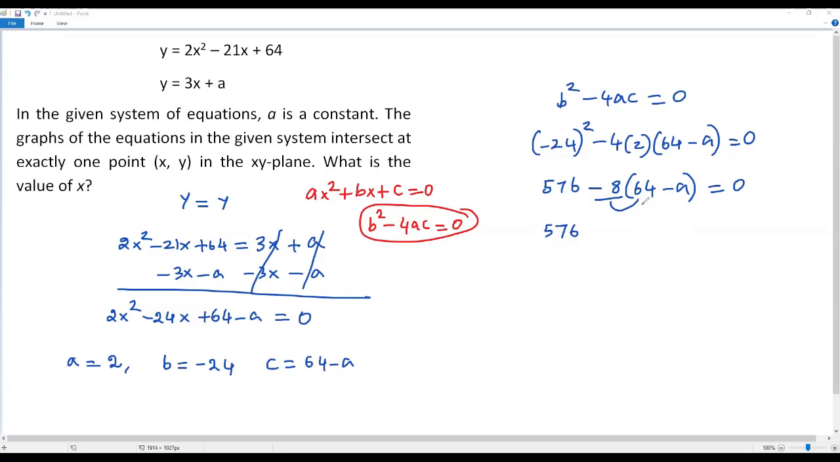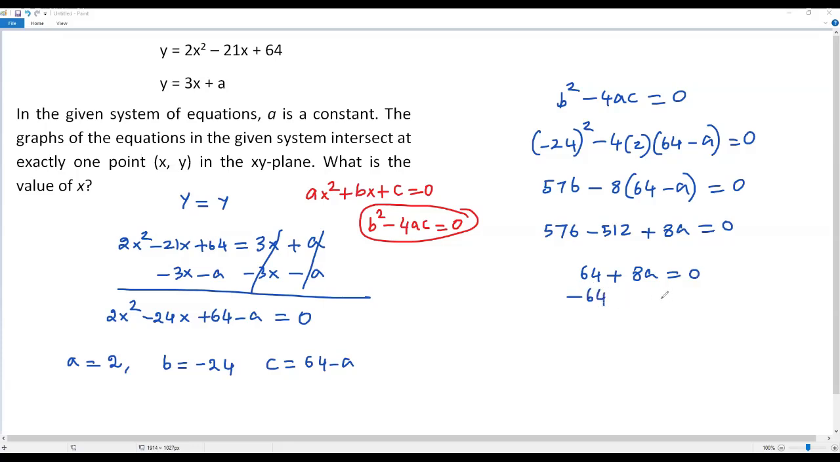When I distribute this negative 8 to negative 64, I'm getting negative 512. When I distribute this negative 8 to negative a, I'm getting positive 8a equals to 0. So when I combine this 576 and negative 512, I'm getting 64 plus 8a equals to 0. Okay, let's solve for a in this equation.